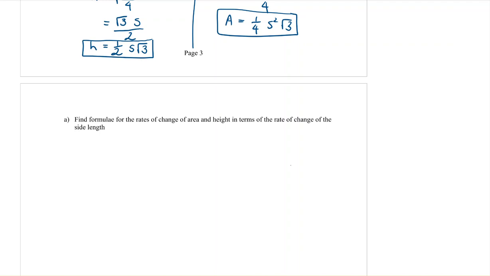So part A, believe it or not, we're only just really starting the rates part of the question. Find the formula for the rates of change of area and height in terms of the rate of change of the side length. It's not going to be just a nice number answer here. They're going to be expressions in terms of rates. Okay, so the first one I want is the rate of change of the area in terms of time. So that's going to be dA over dt.